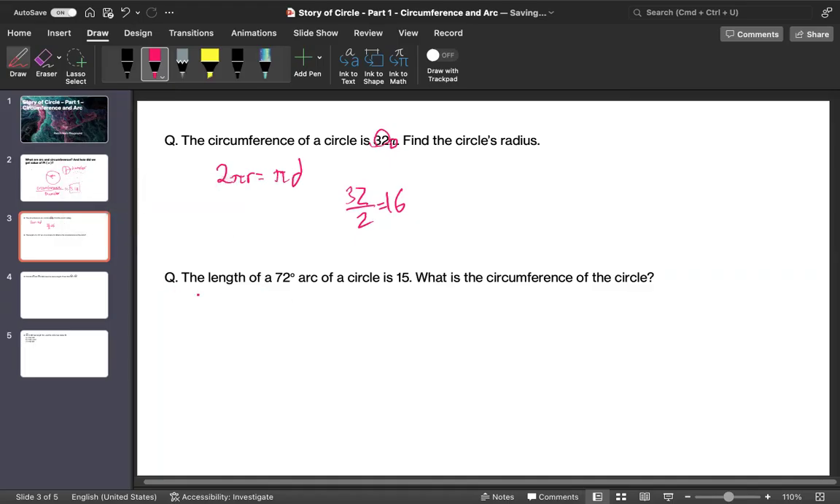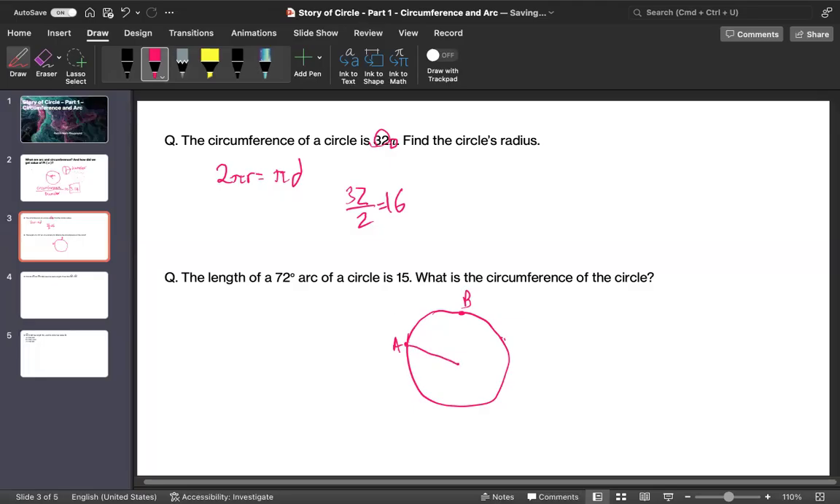So, anyway, the length of a 72-degree arc of a circle is 15. What is the circumference of the circle? Okay, so we have this circle. We have these 2 points. Here's A and here's B. So, this is a 72-degree arc. So we need to find the circumference of the circle, right?